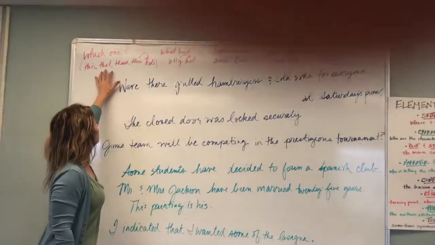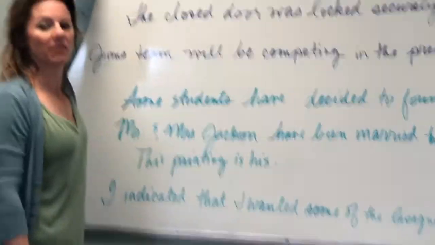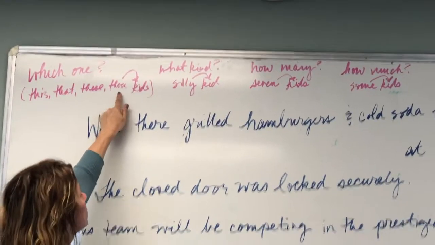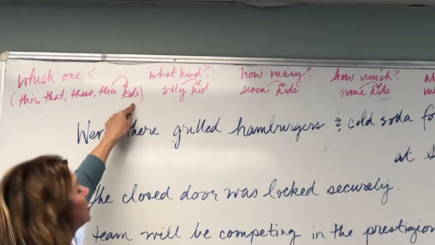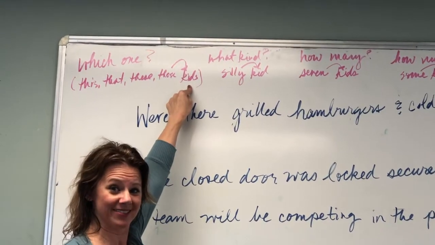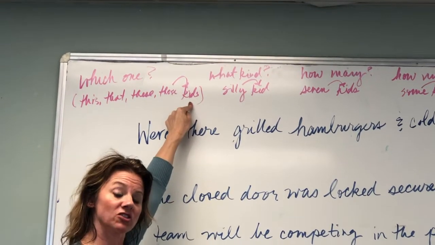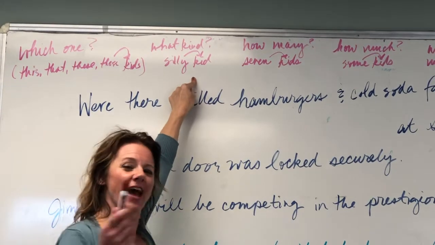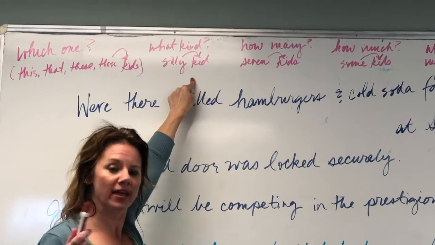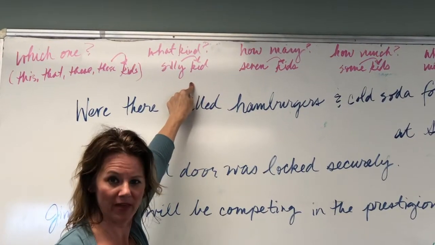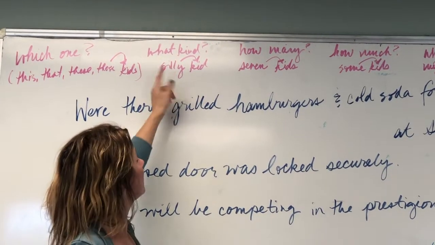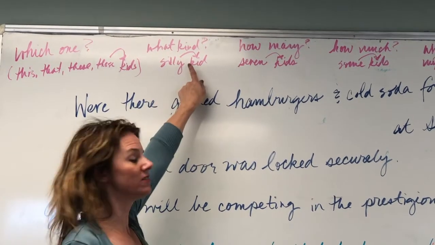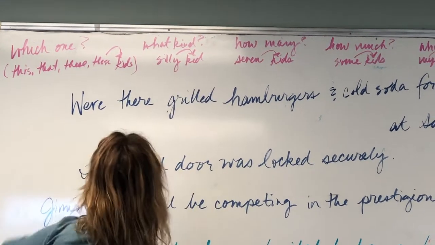A which one question is probably going to be a this, that, these, those. Those kids. Which kids? Those kids. So those is actually an adjective. What kind is the adjectives you like the most and you're most familiar with them. So what kind of kid? A silly kid. And you can see I draw an arrow from the adjective to the noun it modifies.